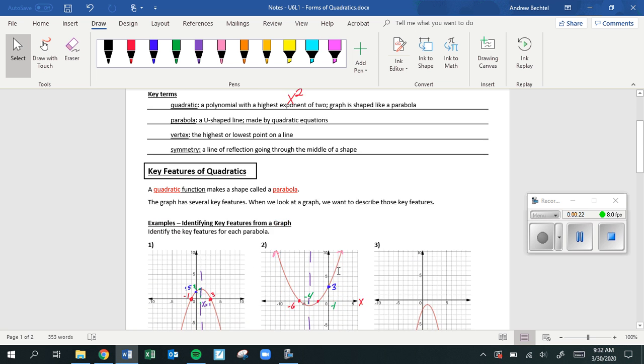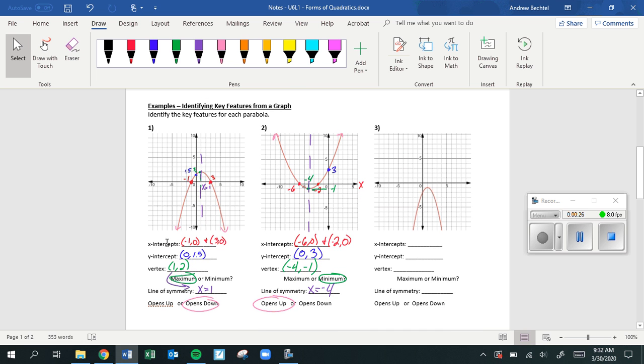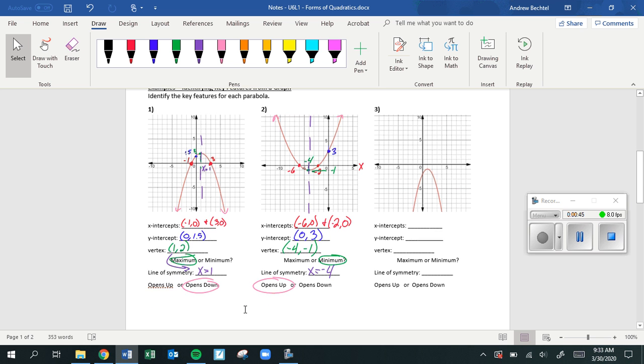You should have the first page completed already from the previous video. Again, we're looking at those x-intercepts, y-intercepts, vertices, and line of symmetry. We talk about key features from a parabola, from a quadratic equation. We also can look at the line of symmetry and the direction that the parabola opens. Both of those key features can help us if we're making a quick graph or trying to understand the function that we're working with.